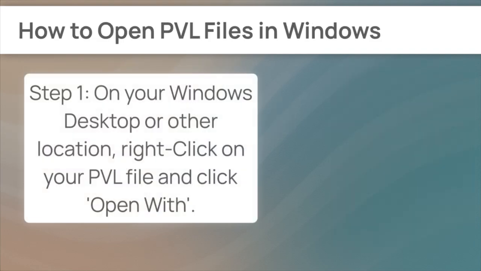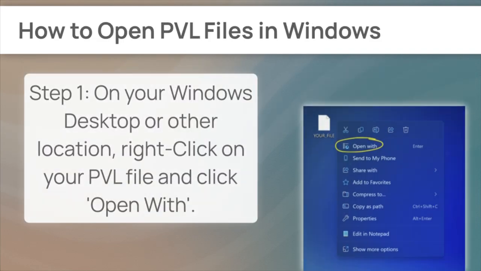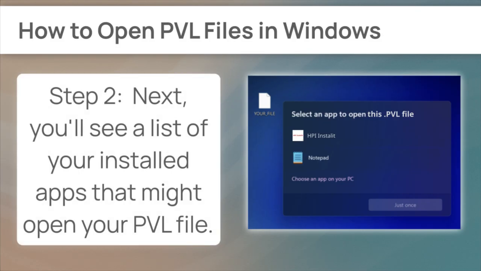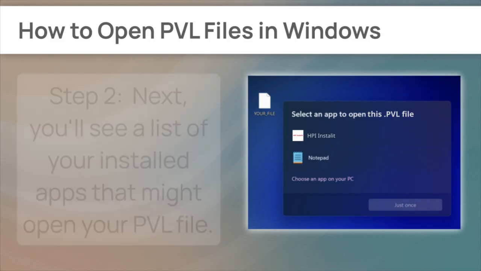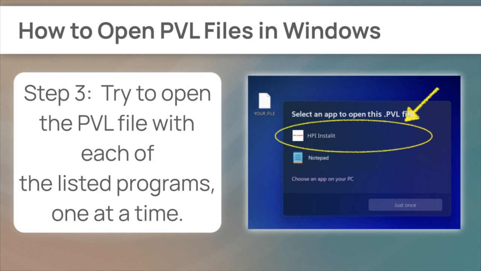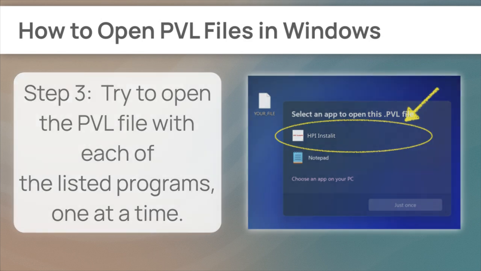The first action is to test the system's defined programs. Right-click the PVL file and click Open With. Test HPI Instalit if present. If it is unavailable, select another program. We need to find the specific library that works.